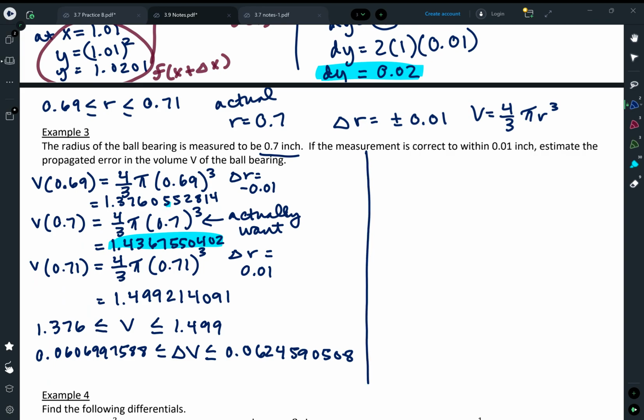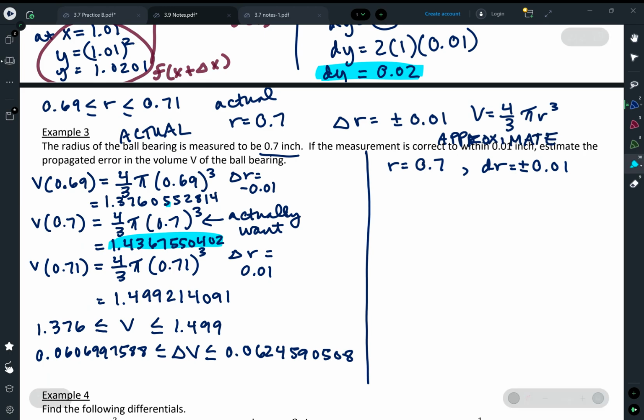So calculus says, hey, if we're looking at something that's super close to the actual radius we want, and 0.01 is super, super close, let's let r equal 0.7. Let's let dr equal plus or minus 0.01, and let's use calculus. Let's take derivatives. So again, this was our actual over here. And most of the time on your homework, you're not working out actual, you're only doing your approximation. I just think it's really cool to kind of look at both. And maybe that's because I'm a math nerd. So we did our actual over here, now we're doing our approximation.